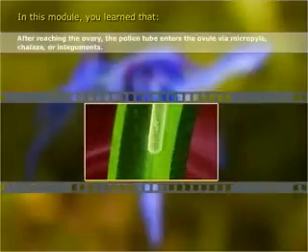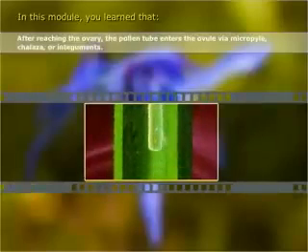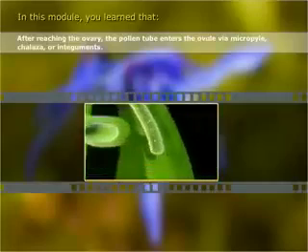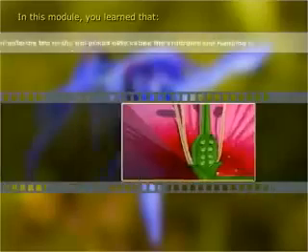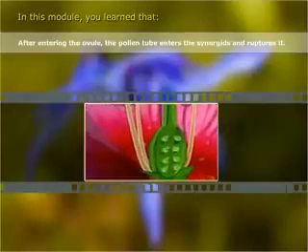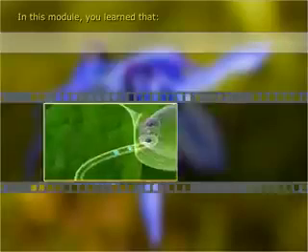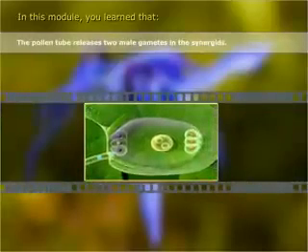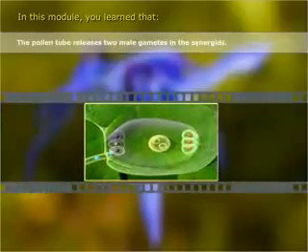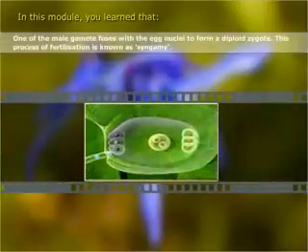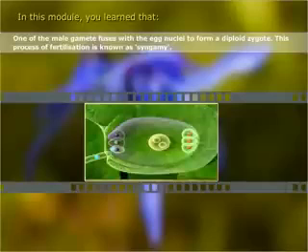After reaching the ovary, the pollen tube enters the ovule via the micropyle, chalaza or integuments. After entering the ovule, the pollen tube enters the synergids and ruptures them. The pollen tube releases two male gametes in the synergids. One of the male gametes fuses with the egg nucleus to form a diploid zygote.